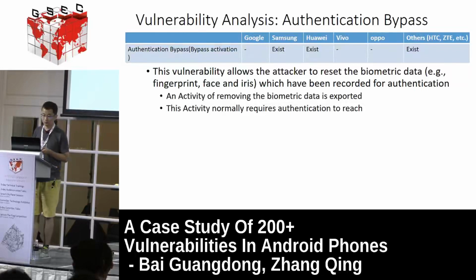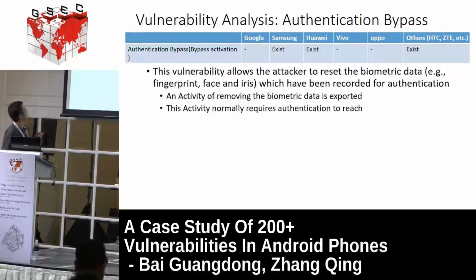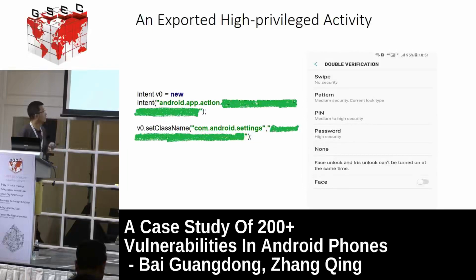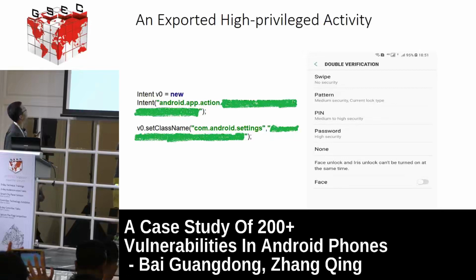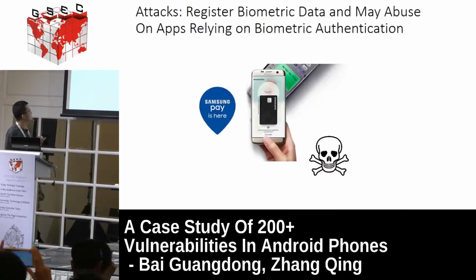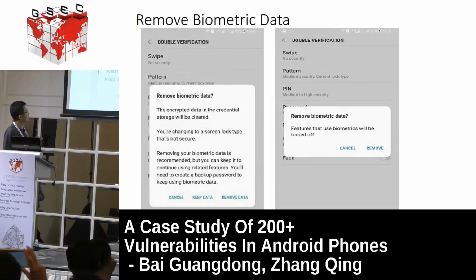This vulnerability allows the attacker to reset the biometric data, such as fingerprint, face, and iris, which has been recorded for authentication. This happened in an exported high probability activity. When we generate data and then open this activity, it will bypass the authentication. We have made a video here. When I open this activity, you can remove all the biometric data, such as the fingerprint and the iris.